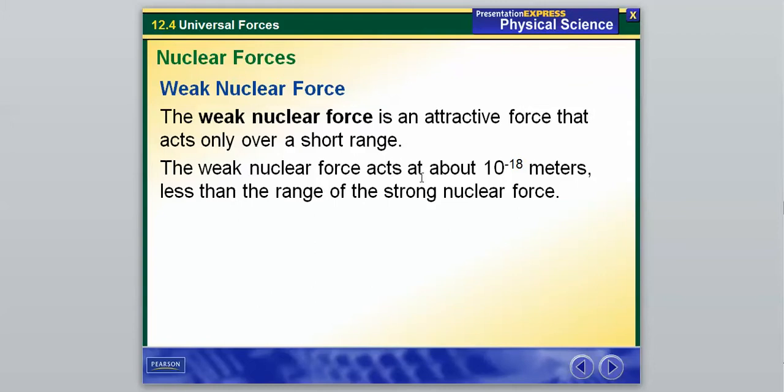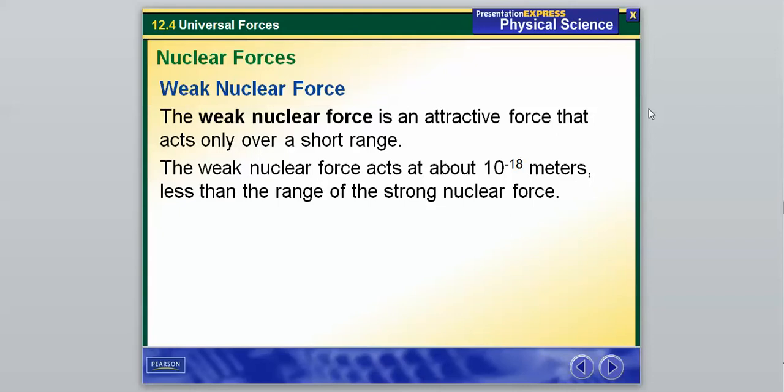And then the weak nuclear force is an attractive force that acts only over a short range, about 10 to the negative 18 meters, less than the range of the strong nuclear force. So it's just kind of like a backup to make sure that everything is still being held together.